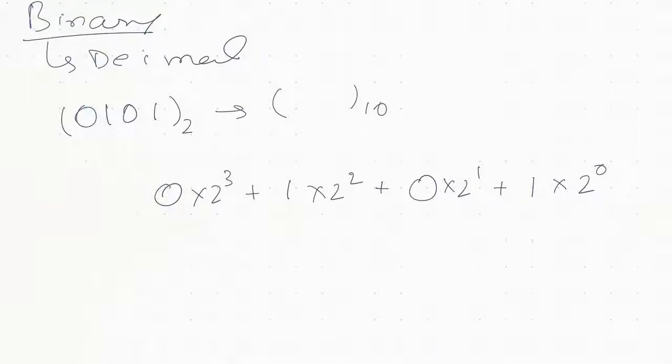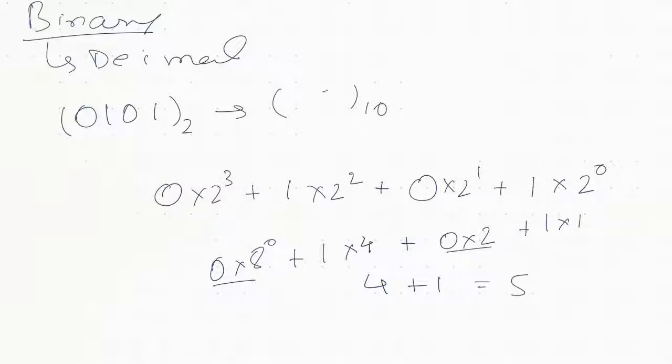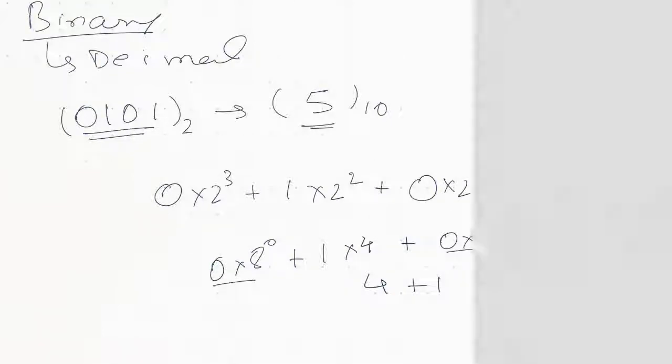Now 2 to the power 0 is 1, so it is 1 times 1. Then 0 times 2, plus 1 times 4, and 0 times 8. These will evaluate to 0, so what we will have is 4 plus 1 which is equal to 5. So its representation is equivalent to 5 in the decimal number system. We will solve MCQs at the end of this video and get a better hold of them. Now let us talk about binary to octal.